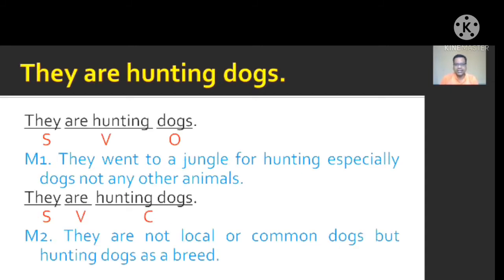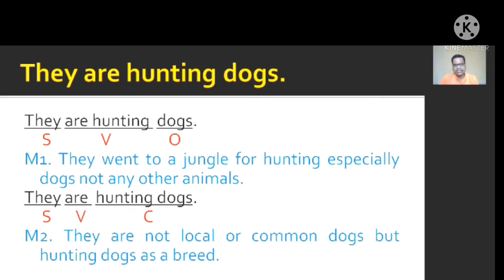Now let us look at another sentence on your screen. They are hunting dogs. They, third person, plural number, functioning as subject; are hunting, verb phrase; dogs, object. Now in the first case, I treated are hunting as a verb phrase. Are is the auxiliary verb in the present tense. Hunt is the base form. Hunting is the progressive form or ing form.